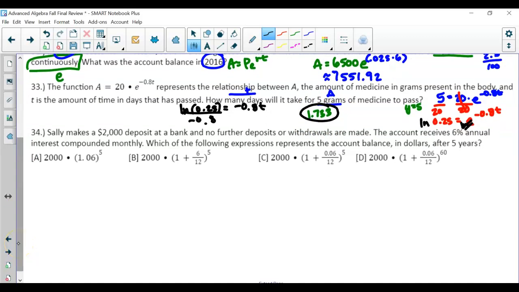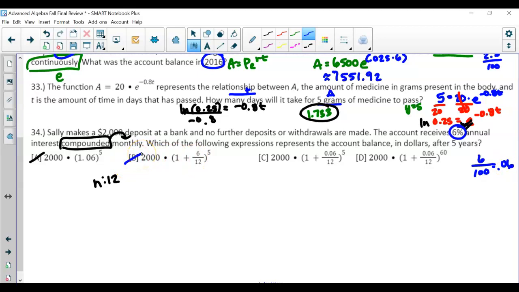So now 34. This is going back to looking to see which expression. And again, we're compounding monthly. So that means your n value is 12. So that means we have to have that fraction, so I'm going to go ahead and cross out A. You also have to make sure to convert your percent to a decimal. So that's not just 6, but 6 divided by 100, which is 0.06. So that's why I'm going to cross out B.